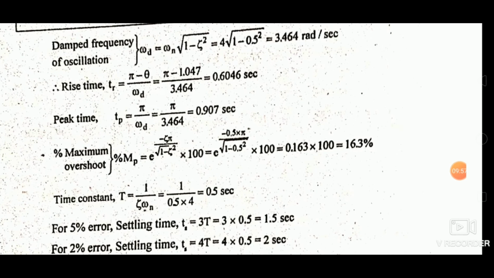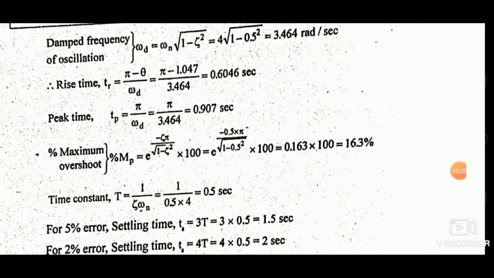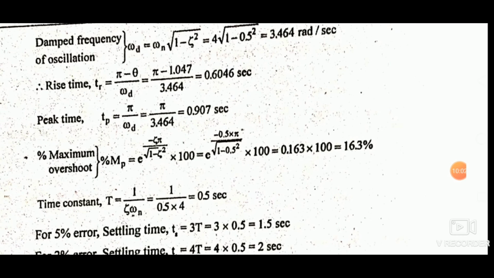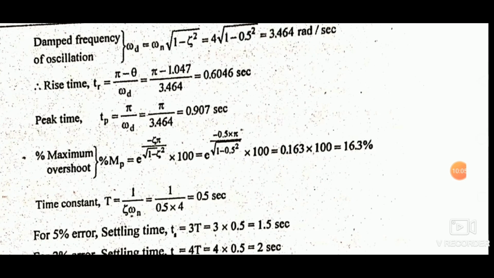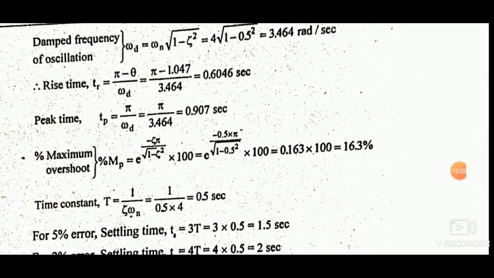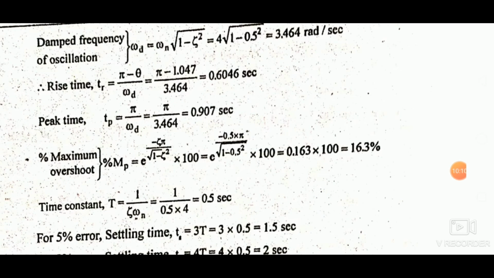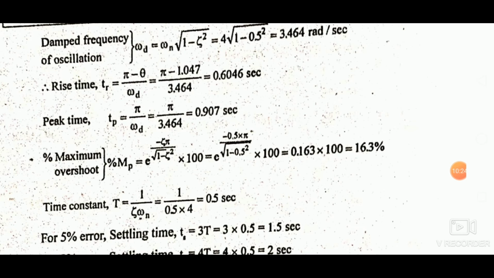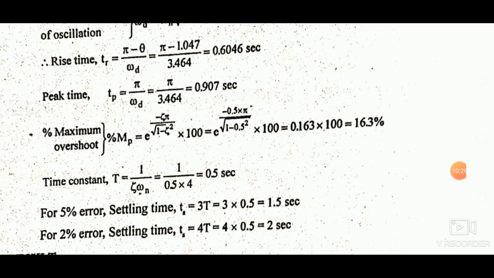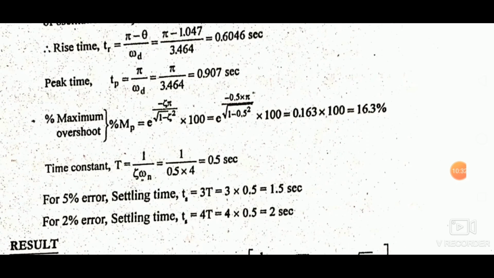0.6046. Then peak time tp is equal to pi by omega d. Already we know the formula. Pi by 3.464, that is 0.907 seconds. Percentage of maximum overshoot is e power minus zeta pi by root of 1 minus zeta square into 100. Already we know the values of zeta, so substitute here, then we will get the maximum percentage overshoot value, that is 16.3%.